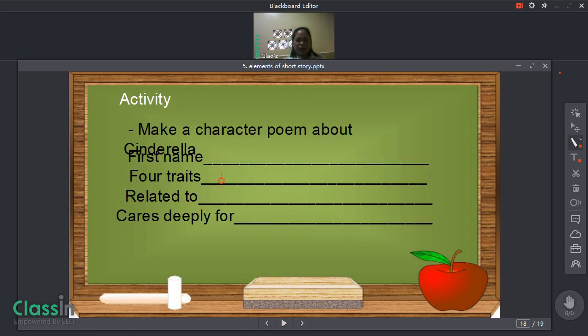How about this one? The next one is to make a character profile about Cinderella. We have the first name, related to, cares deeply for. For example, Cinderella is obedient, kind, optimistic, and a soft-hearted girl. She is related to her stepmother and stepsisters. She cares deeply for her prince. Something like that. So you make other character points about Cinderella.